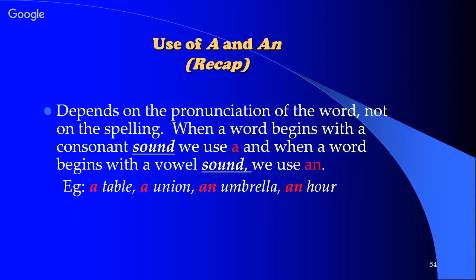Use of a or an, as a recap, depends on the pronunciation of the word, not on the spelling. When a word begins with a consonant sound, we use a. When the word begins with a vowel sound, we use an. A table, a union, an umbrella, an hour.